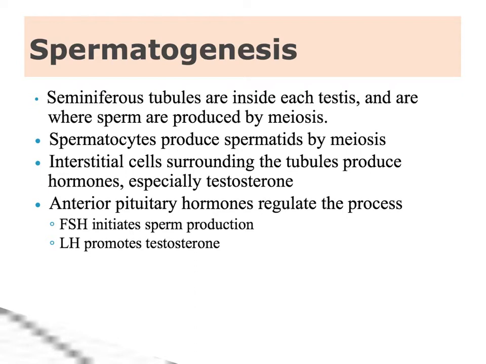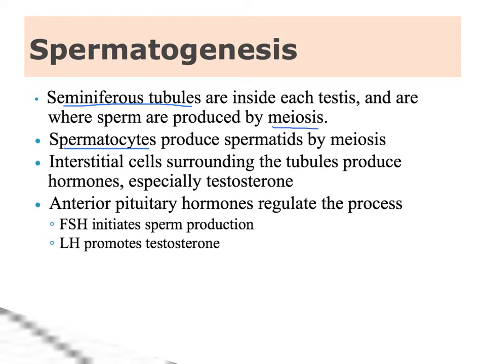Spermatogenesis is making sperm, and they are made in seminiferous tubules. That's kind of a fun word to say. There are several seminiferous tubules inside each testis, and in those tubes, meiosis is what is producing the sperm. There are germ cells that will divide, and one of those cells will become known as a spermatocyte. The other one continues to stay as an undifferentiated cell that can divide again and make another spermatocyte.